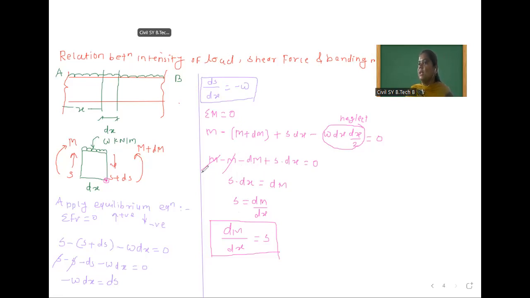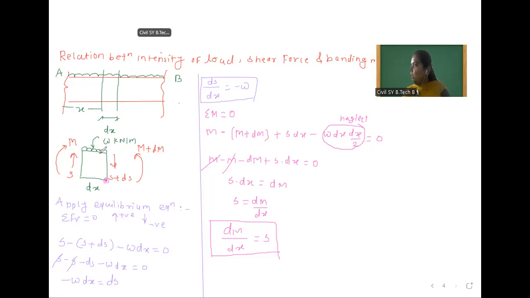So here we are going to find out moment at this point. This S creates clockwise moment towards this point, that's why plus S into dx. This M is already clockwise, that's why we have written plus. This M plus dM is anti-clockwise, that's why minus (M plus dM). Then this W creates anti-clockwise moment towards this point, so minus W into dx, that is force into span, and it will act at dx by 2.